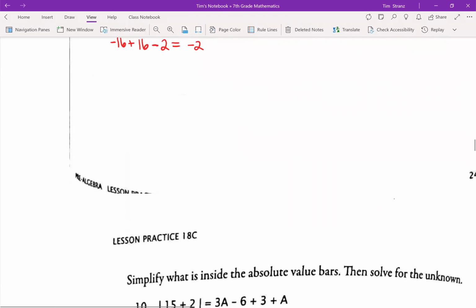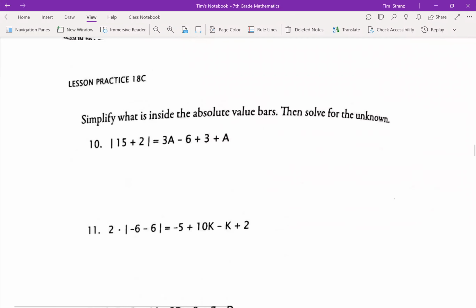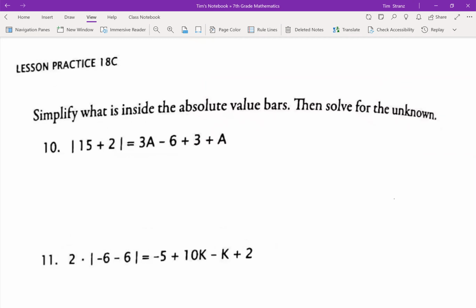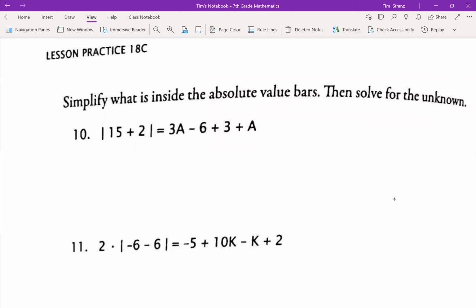Okay, so going on to number 10 on the next page. Simplify what is inside the absolute value bars, then solve for the unknown. So on the left side, we have 17. 15 plus 2 is going to be 17. So 17 is going to equal 3a plus this a right here. You can add those together to make 4a. And then -6 plus 3 is a -3.